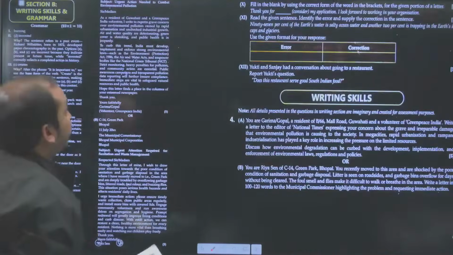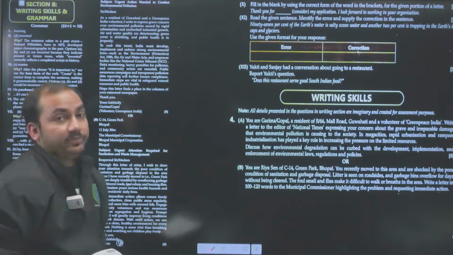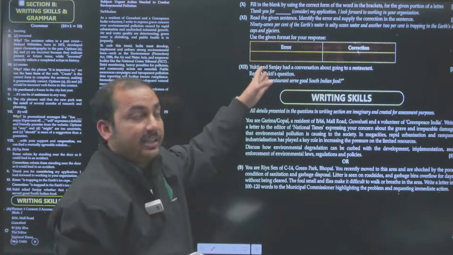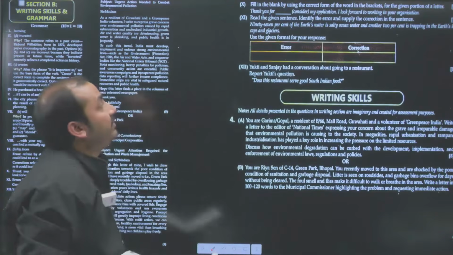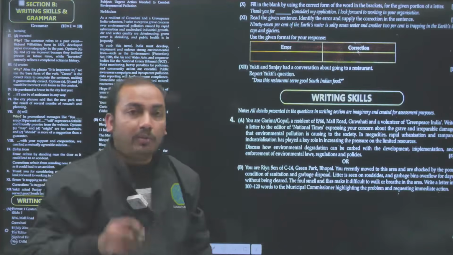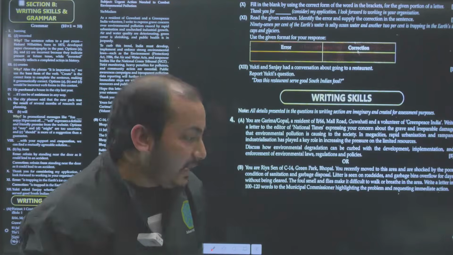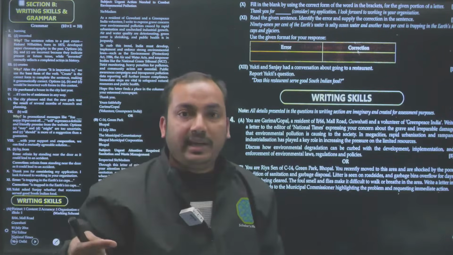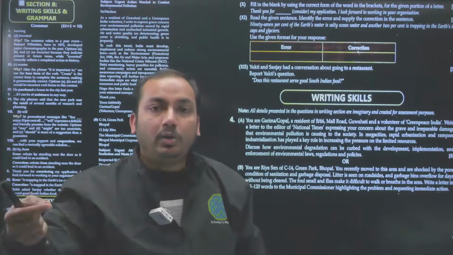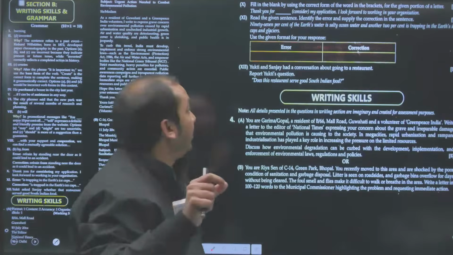Now, move to our next question. Fill in the blanks by using the correct form of the word in the brackets for the given portion of a letter. We have to use the correct form of the word which is given in the bracket. We have "thank you for dash my application". Again we are seeing the word for, and for is a preposition. As I told you earlier, whenever we see a preposition, after that there comes a noun. In the same way, whenever we see the word to, after the word to we will always write the first form of the verb, which is V1.